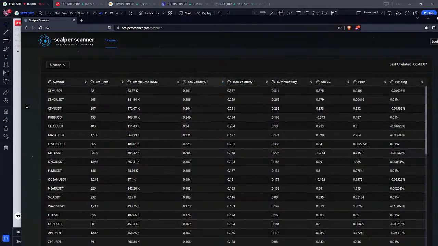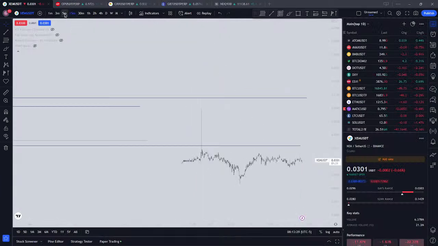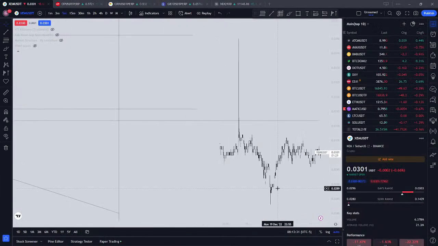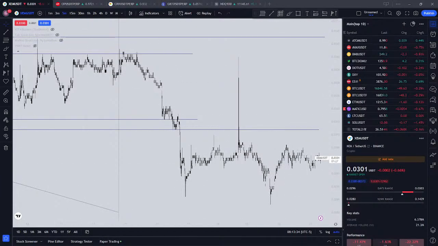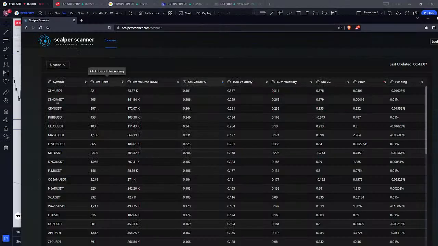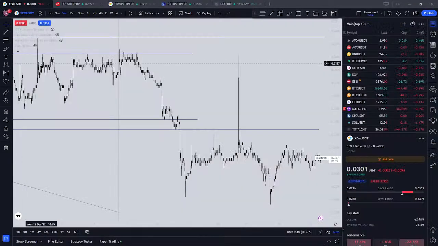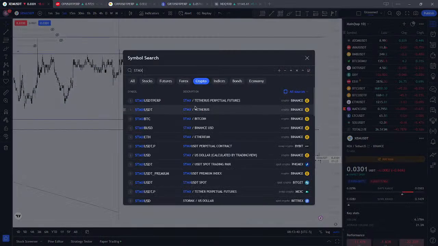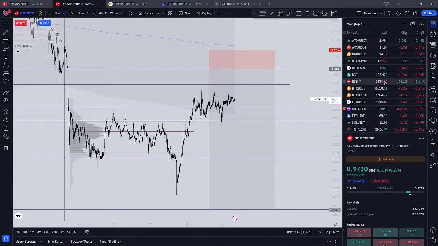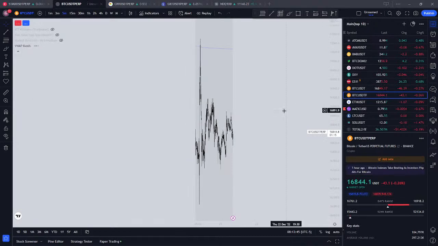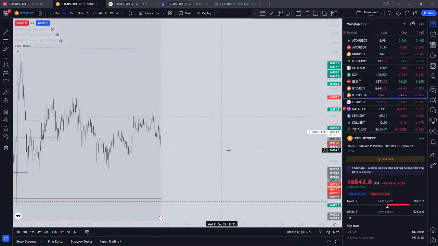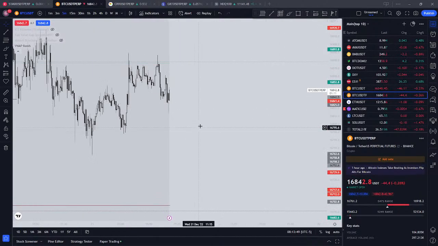So let's see what's going on live right now. So we have XEM, which we just had a look at. Nothing that interesting as of now. And the next one would be STMX. Let's check what's up with that. Okay, and on this, let's just have BTC open so that we don't miss any move.